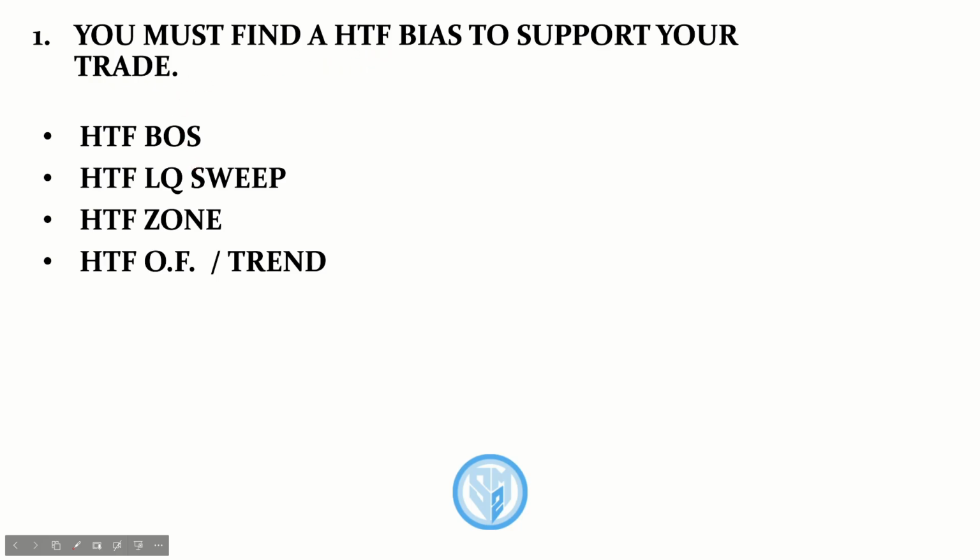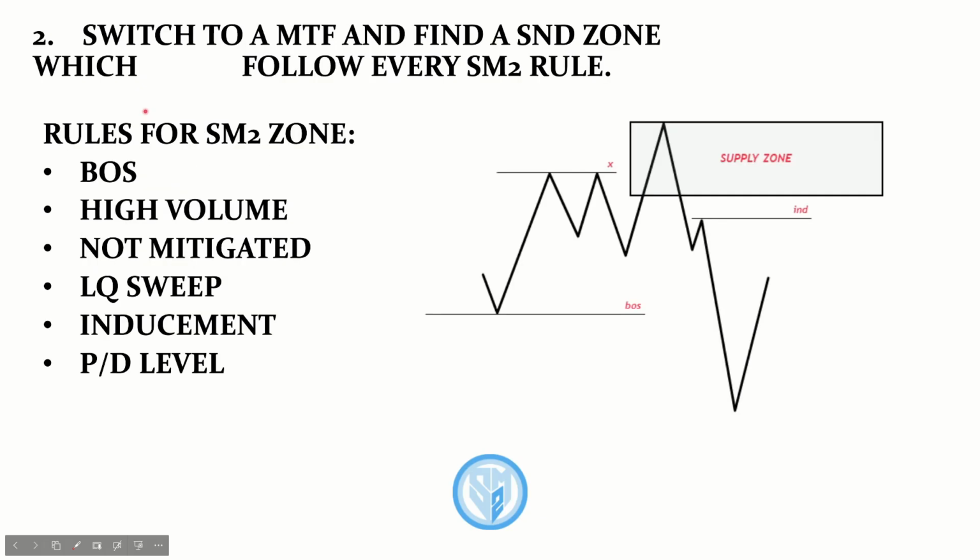So once we have established this higher time frame bias, then we move on to step 2, which is to switch over to a middle time frame, or mid time frame, which is something like the 10-minute, 15-minute, sometimes 30-minute, right? But I'd say these three time frames is where you'd want to be looking on the mid time frame. And what we're looking for on these time frames is a supply or demand zone which follows every single one of the SM2 supply and demand zone rules, right?